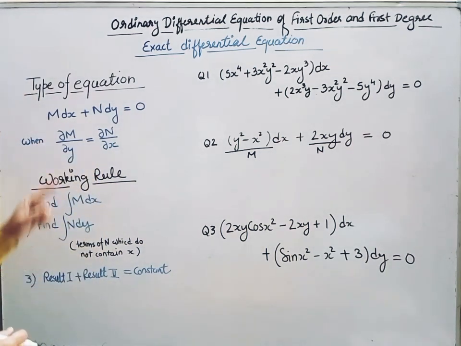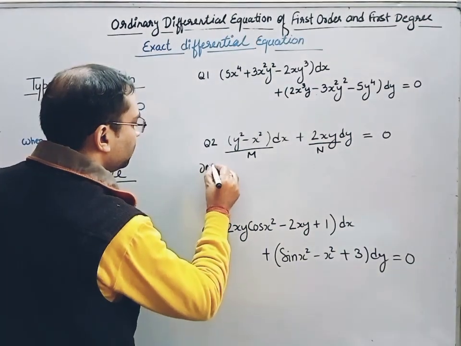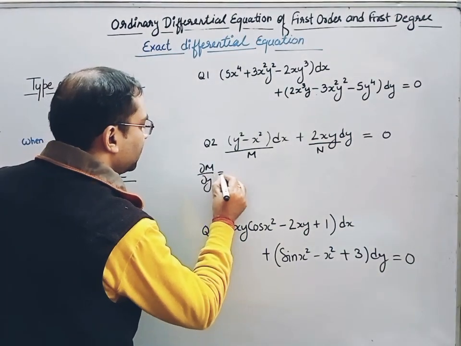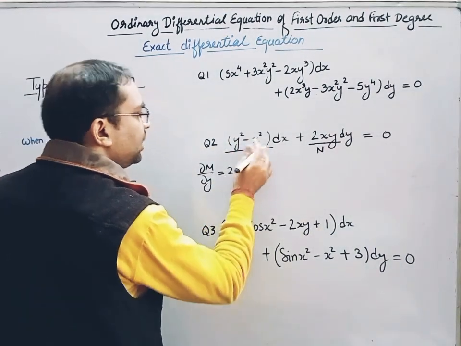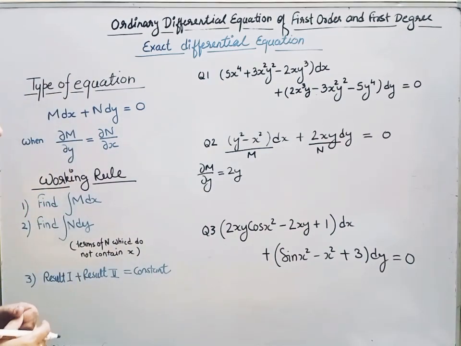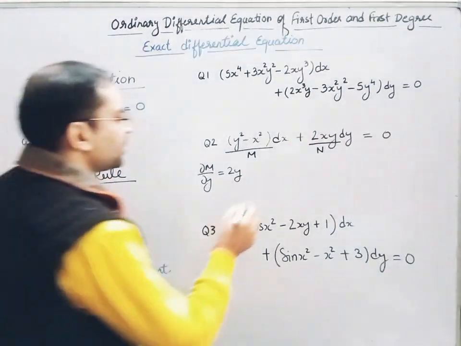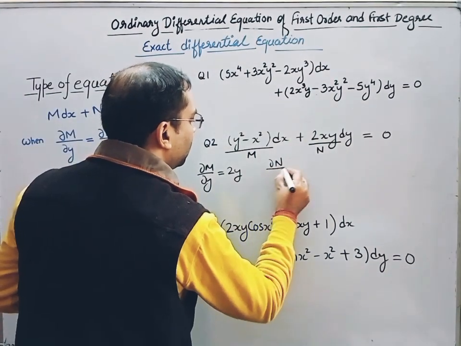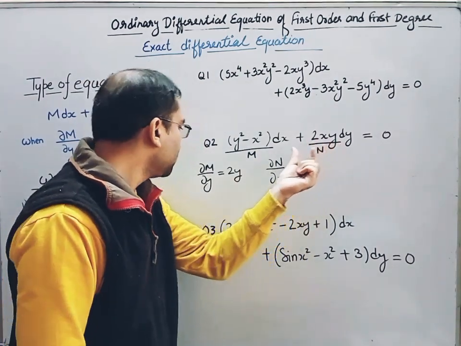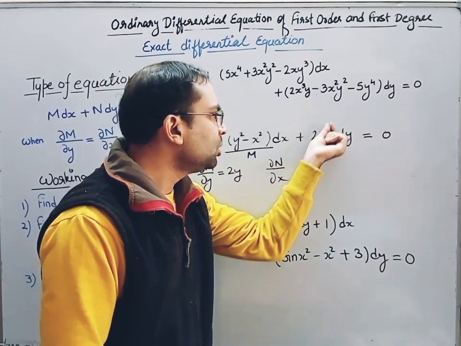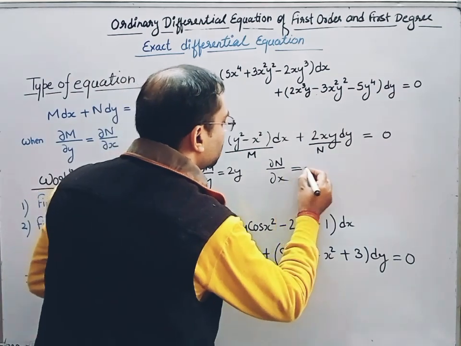So let's first derivate M with respect to y. Let's partially derivate. We'll find out del M upon del y. So this is y square, this will be 2y, and minus of x square is a constant, so this will be 0. And on the right hand side, let us find out del N upon del x, which we will be partially derivating with respect to x. So here we can see x to the power 1, this will be 1, and the constant 2y will remain same. So this is 2y.